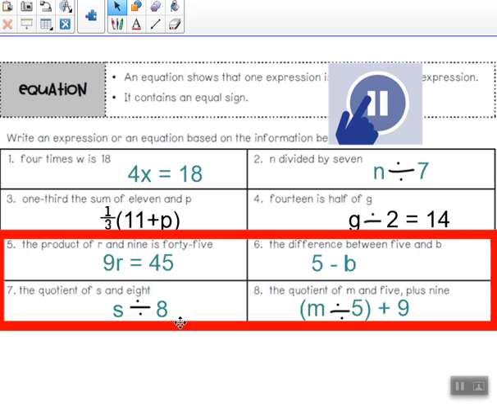Here's another expression, quotient of S and 8, S divided by 8. And then this one, the quotient of M and 5 plus 9. So we want this. You can put parentheses around it, or maybe you don't need it because we would still do that first if they weren't there. But we want to add 9 to that answer. Okay, and they didn't give us an equal sign kind of clue, so we don't need to write an equation for that one.